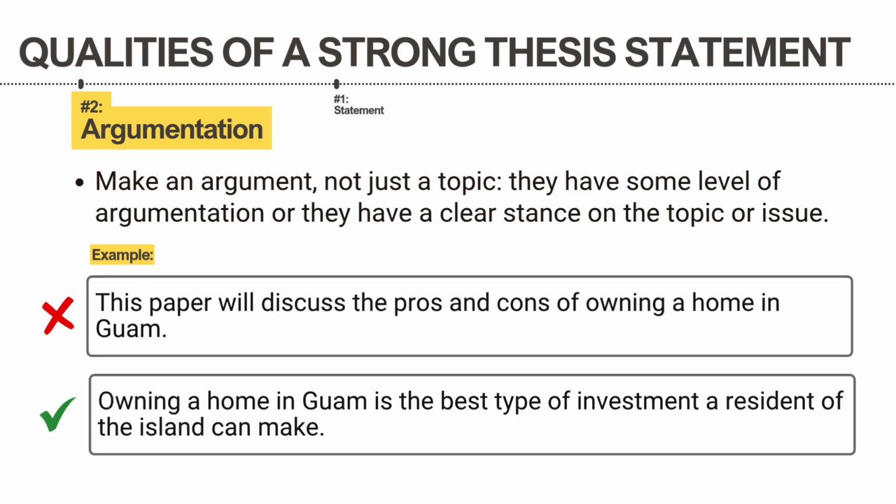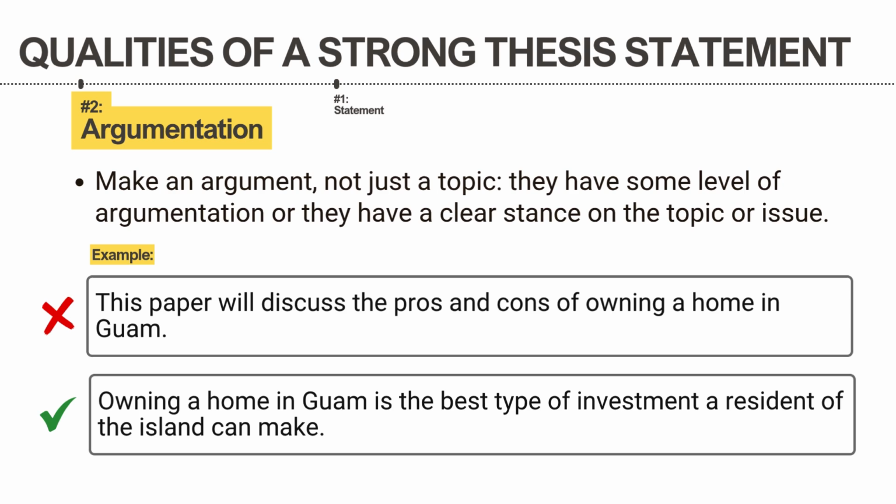So the second quality of a strong thesis statement is that there has to be some kind of argumentation, some level of it. So make an argument, not just a topic. You have to have some stance or position you're taking or some direction you're going in. So the level of argumentation can be different for different types of papers. Most academic writing has some kind of argument. Even your narrative essay has an argument. Instead, we called it a point, but it's almost the same thing.